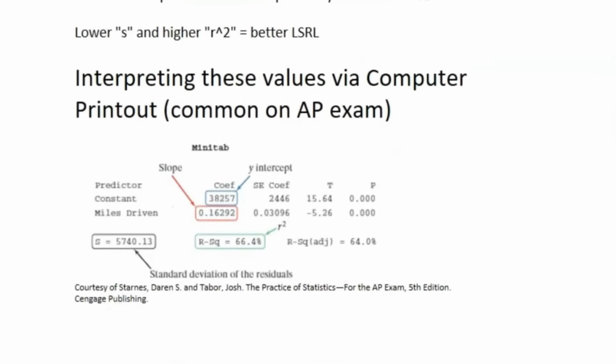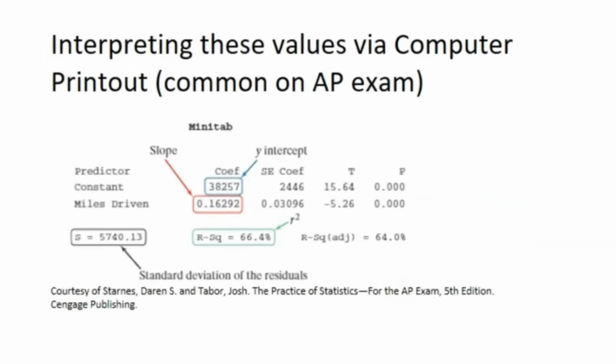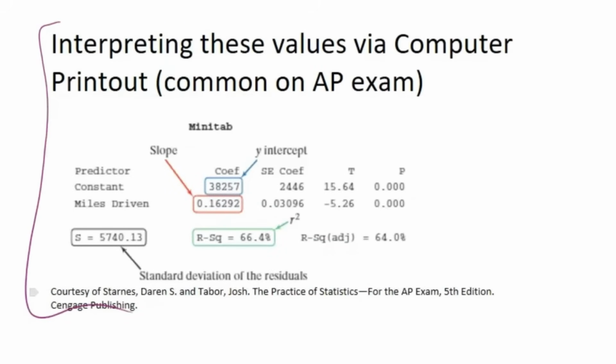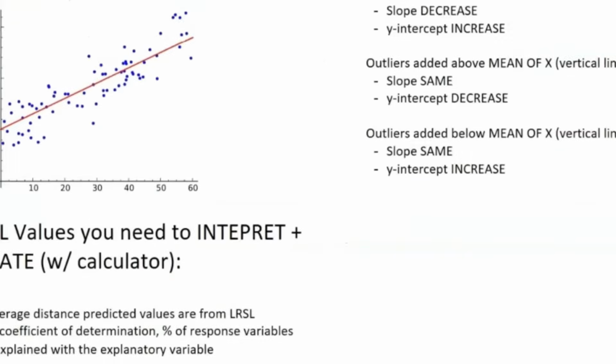Also, sometimes on the AP, you're going to see a computer printout. It's kind of weird, I know, and you might not have done this in class, but it's something to keep note of. This is a nice graphic. It shows you where the y-intercept, the slope, S value, R squared value, and so on are. You'll learn other things like the t-statistic in later units, but memorize where these values are, so that if it shows up, you aren't caught not knowing what to do.